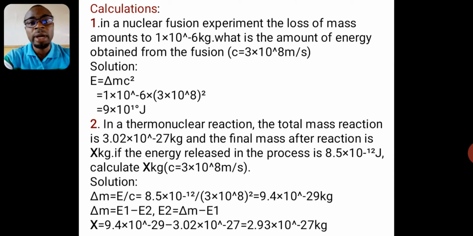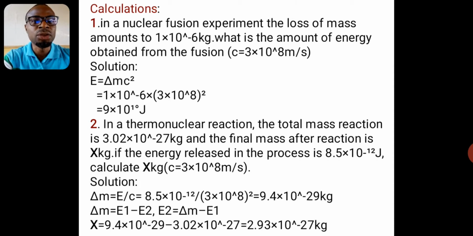If you look at that question, you will agree with me that what we are looking for there is our final mass. Initial mass was given there as 3.02 times 10 raised to power minus 27 kg. So what do we do? We need to find our mass defect first, the difference in mass. When we get that, we can now do the normal thing we are supposed to do to get the final mass.